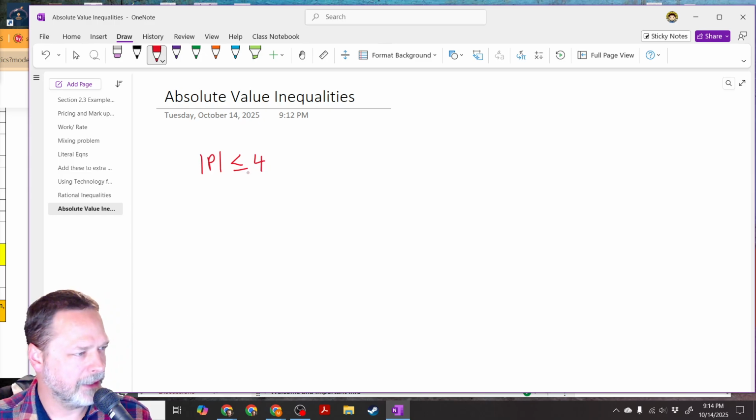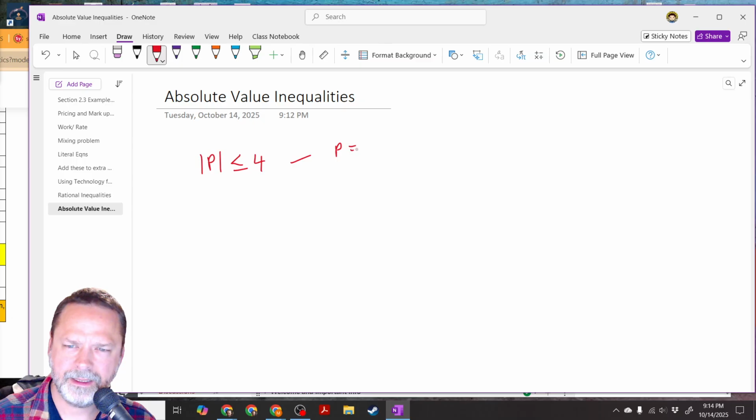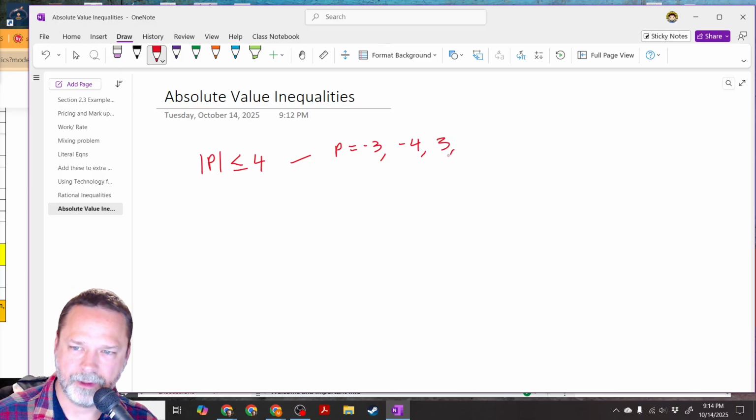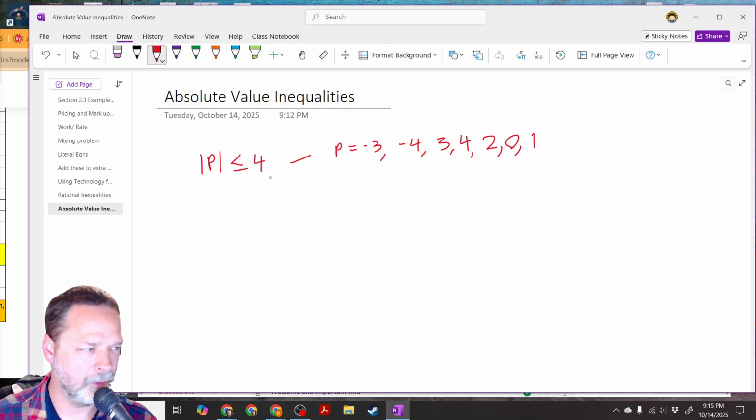So obviously, naturally, we want to list some values. What kind of values would work for that? Well, P is -3. That would work because the absolute value of -3 is 3, which is less than or equal to 4. In fact, -4 would work. 3 would work. 4 would work. 2 would work. 0 would work. 1. All these values, if I plug in to P, the absolute value of these are all going to be less than or equal to 4.